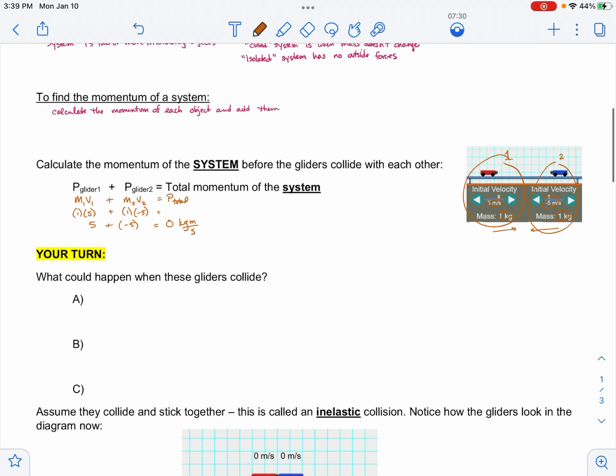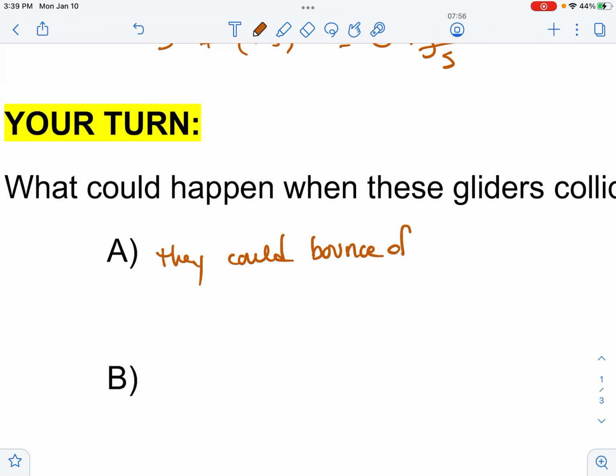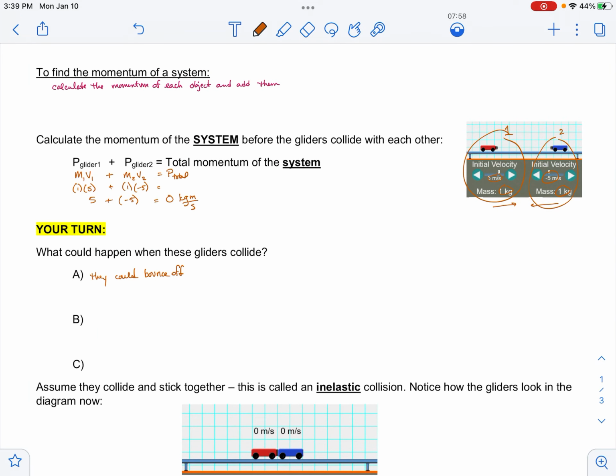Now these two gliders are going to collide with each other. They're moving toward each other, and they're going to hit. I want you to pause the recording and think about what could happen if these gliders collide. I'll give you an example of what I mean. If the two gliders collide, one thing that could happen is they could bounce off each other. So do a little brainstorming. Think about B and C. Turn the recording back on when you're ready to go on.